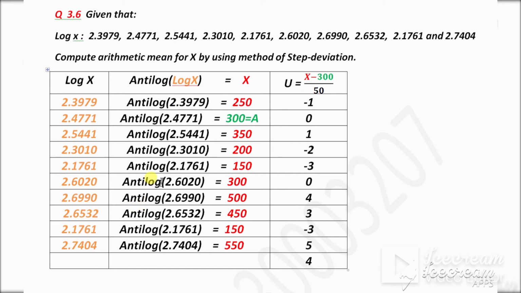Then we have to find x. First we have to find x. Why do we need this x? Because the step deviation method formula is summation u.